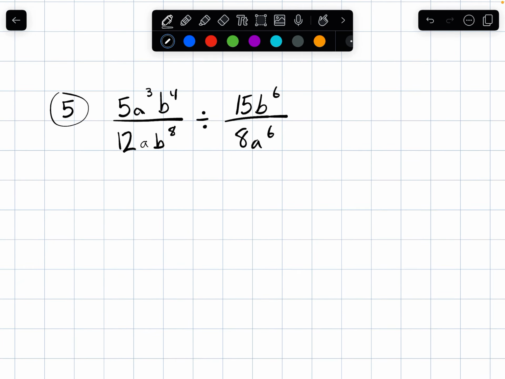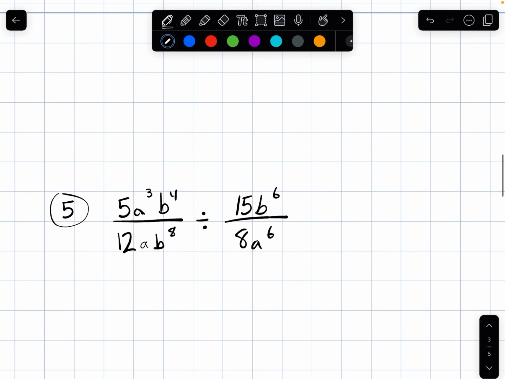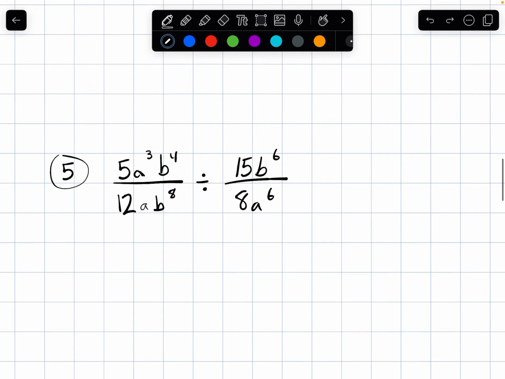Question number 5, we now have division. So this is almost identical to the previous one, you'll notice. Again, there's no plus or minus signs anywhere here. The first thing we have to do is remember that dividing by a fraction is the same as multiplying by the reciprocal.